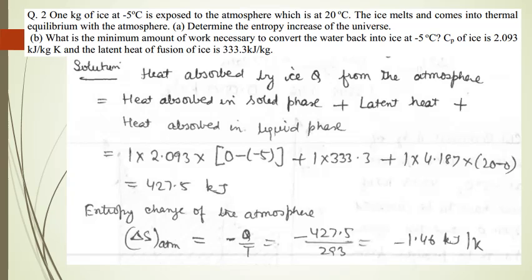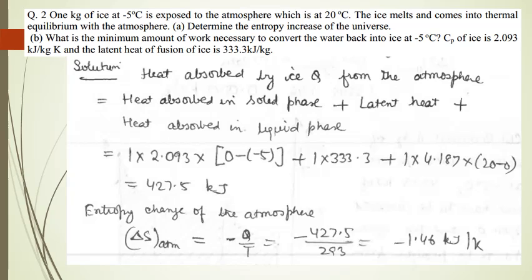1 kilogram of ice at minus 5 degrees Celsius is exposed to the atmosphere, which is at 20 degrees Celsius. The ice melts and comes into thermal equilibrium with the atmosphere. Determine the entropy increase of the universe. What is the minimum amount of work necessary to convert the water back into ice at minus 5 degrees Celsius?